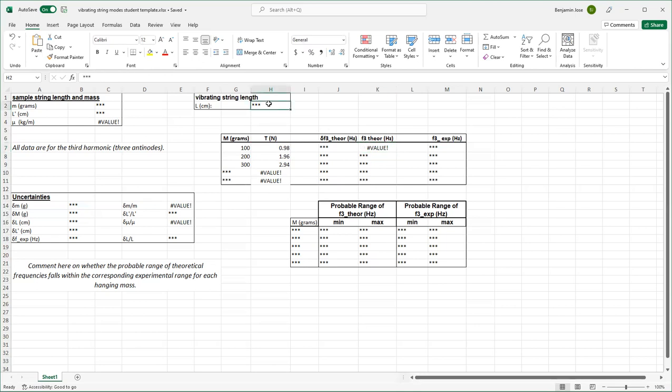Let me just make something up here. How about 90 centimeters? And maybe you're realizing, let me just throw some numbers in here. This is just made up, right? I'm just making up numbers. How about a mass of 2 grams for a length of 102 centimeters?